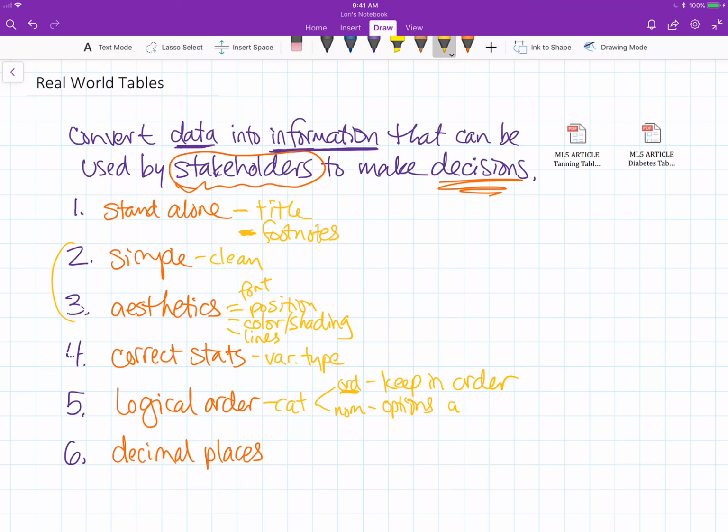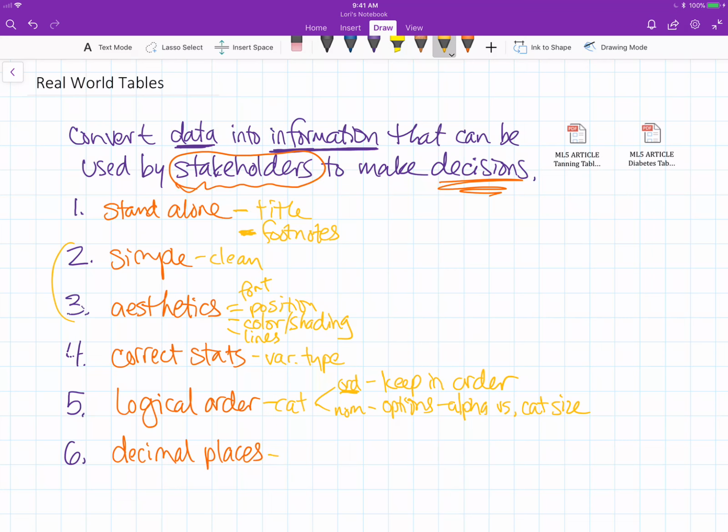So alphabetical versus category size, like the greatest to smallest. But whatever it is that you're doing, try to keep it consistent and make sure that it seems logical for that particular variable. And then the final thing is about decimal points.